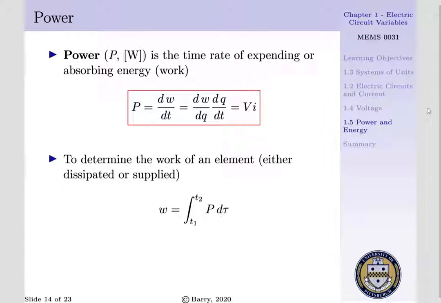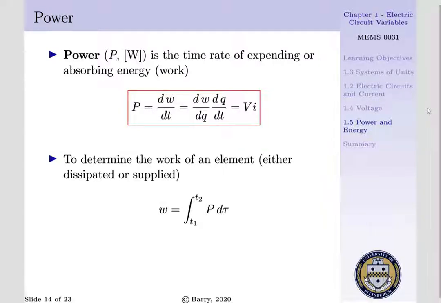Power, represented by the variable P with units of watts, is the time rate of expending or absorbing energy. That is, power is the time rate of change of work. Now, we could apply the chain rule. If we have dW/dQ times dQ/dt, we see dW/dQ is simply our voltage, and dQ/dt is simply our current. So power is our current times our voltage.